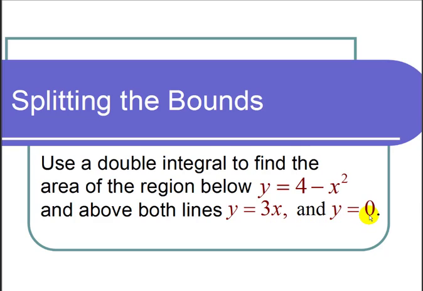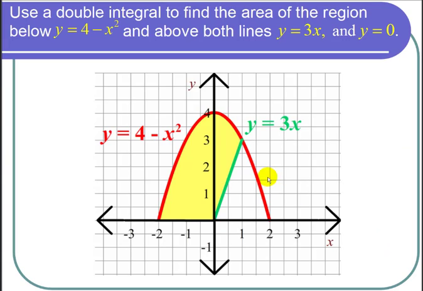So I start by sketching these curves. y equals 4 minus x squared is a parabola, and then I have the line y equals 3x, and y equals 0 is the x-axis. So here's the picture, and I get the region that's bounded by these curves above these two lines and below the parabola.